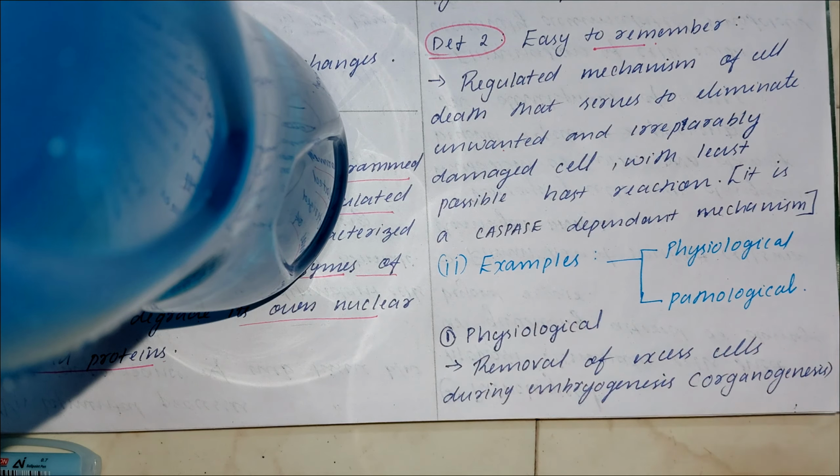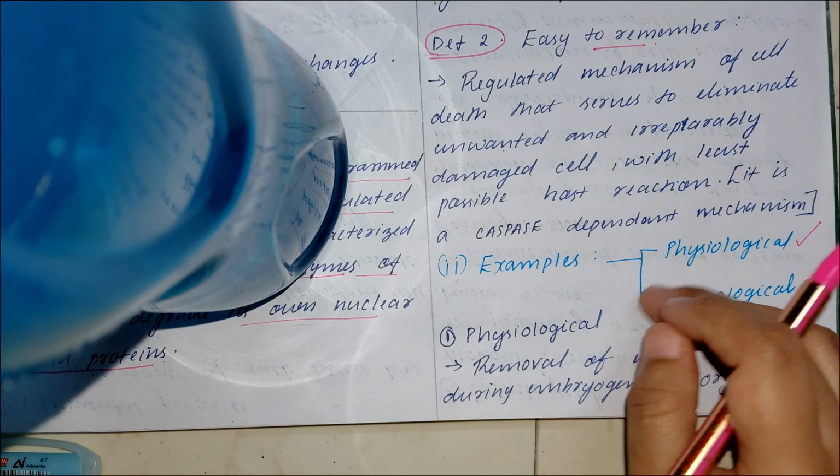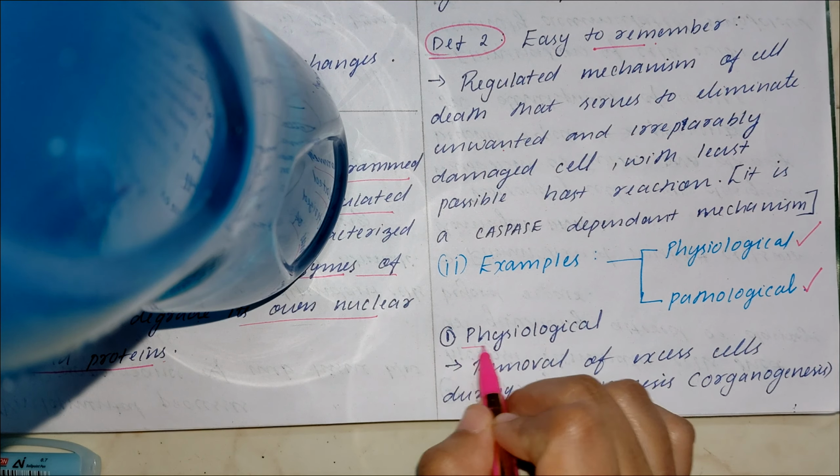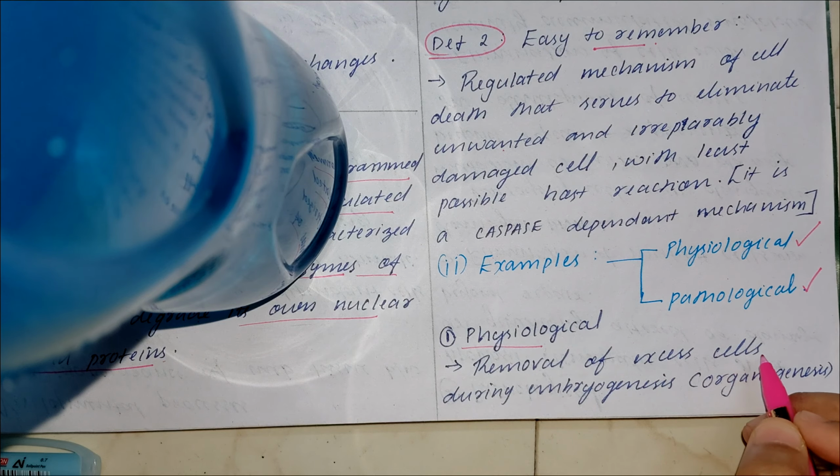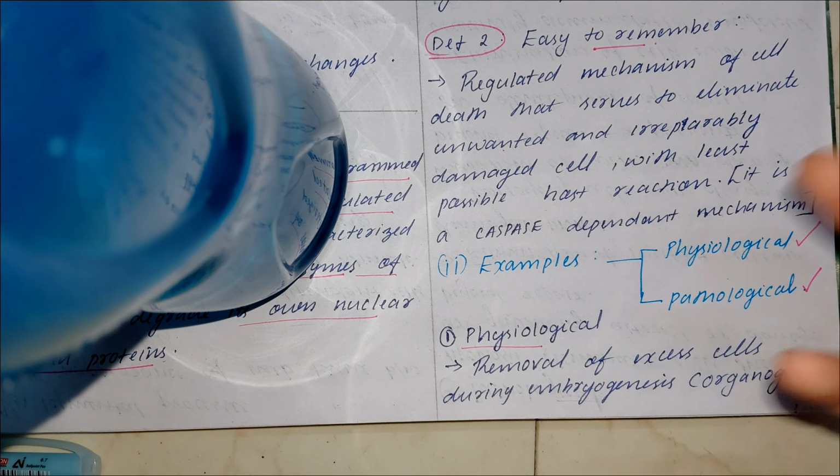Now, examples. Our second subdivision was the examples, right? So while giving examples, apoptosis is both physiological and also pathological. Now let us discuss a few of the examples from the physiological aspect. Physiologically, it is removal of excess cells during embryogenesis. So when we are an embryo, there will be increased apoptosis. It is natural, it is physiological, it's okay.